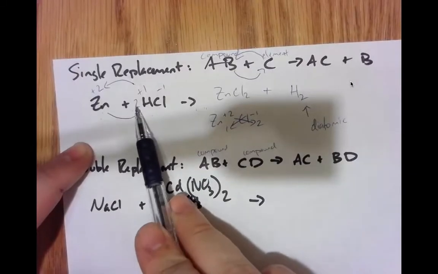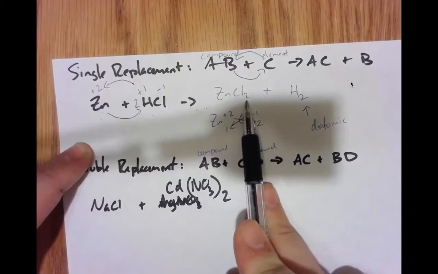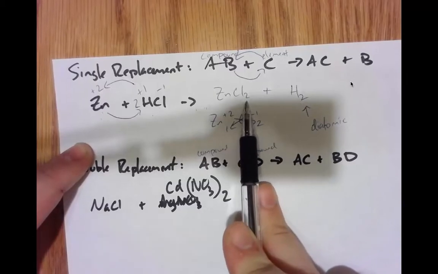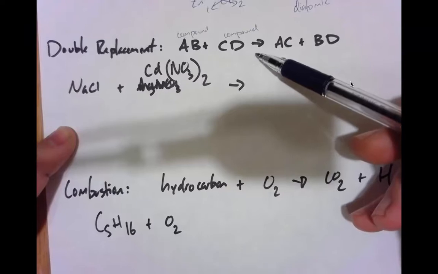Now we check our chlorines. There's 2 chlorines on the left side, and there's 2 chlorines on the right. So we know this is balanced, and we are ready to move on. Next, we have our double replacement reaction. Remember, again, we identify this with the pattern.